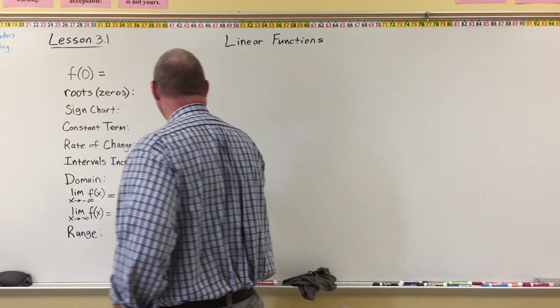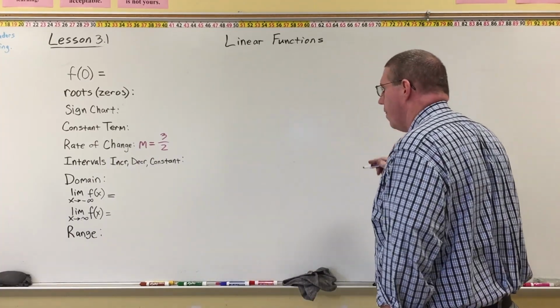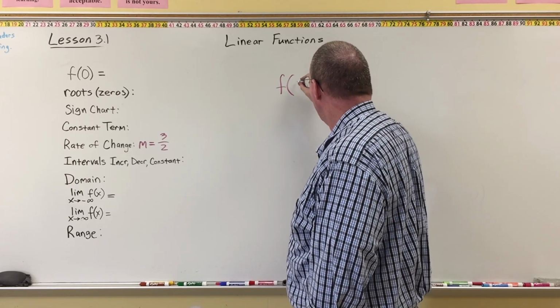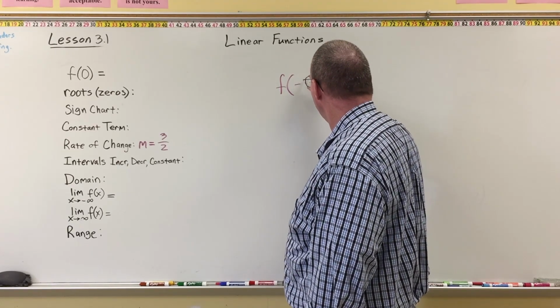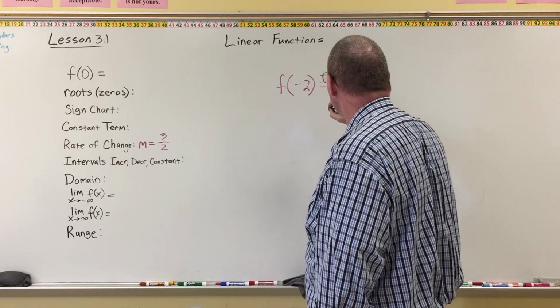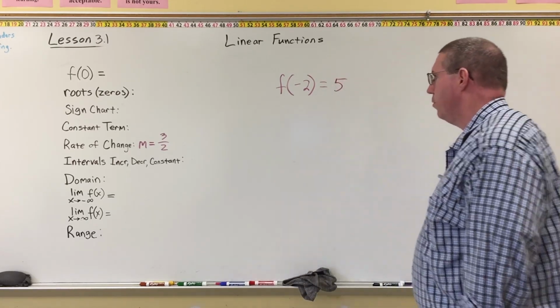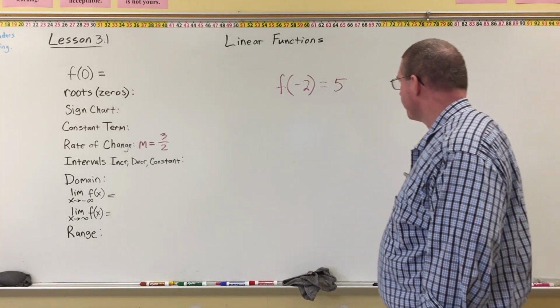M is 3 over 2. And let's say that we know that f of negative 2 is equal to 5.